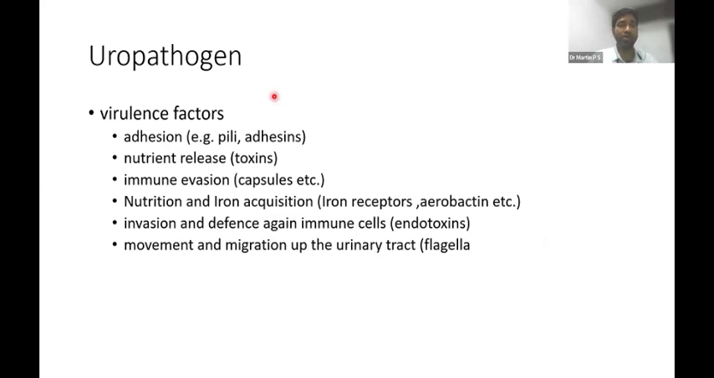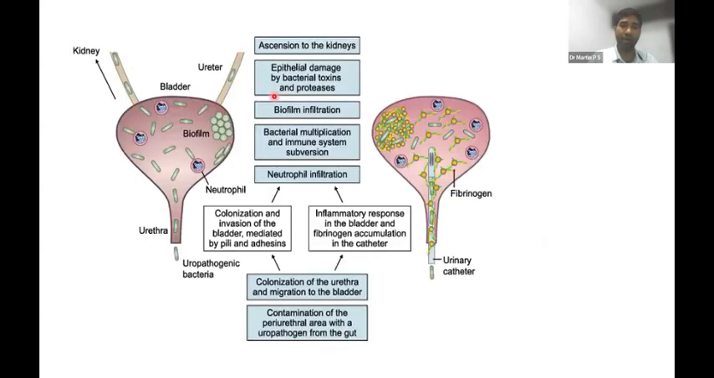But against these uropathogens' virulence factors, our urinary tract also has some defenses. So here you can see one bladder where there is no indwelling catheter. This is another urinary bladder with an indwelling catheter. So let's see this urinary bladder.